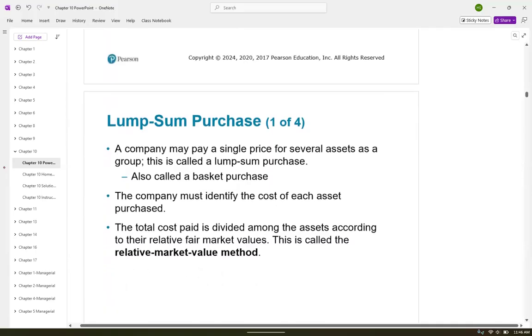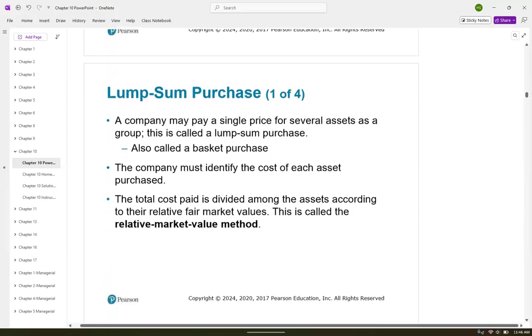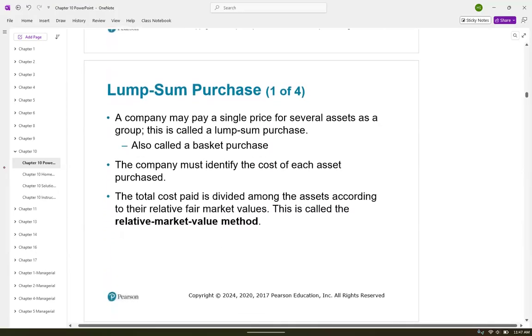All right. Now we're going to talk about a lump sum purchase. We are always going to use the fair market value to actually figure out what we paid for these goods. So you're going to see they call it a basket purchase. So you may buy a building and land together.